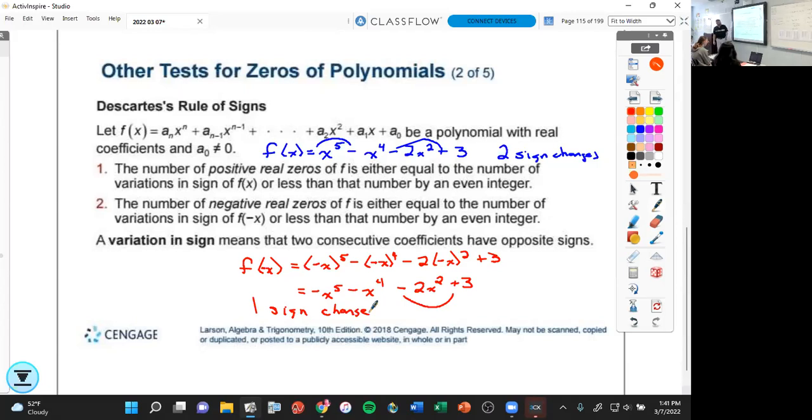So right here it says a variation of sign means that 2 consecutive coefficients have opposite signs. Okay. How deep's the water getting? Is it pretty deep? Yeah.